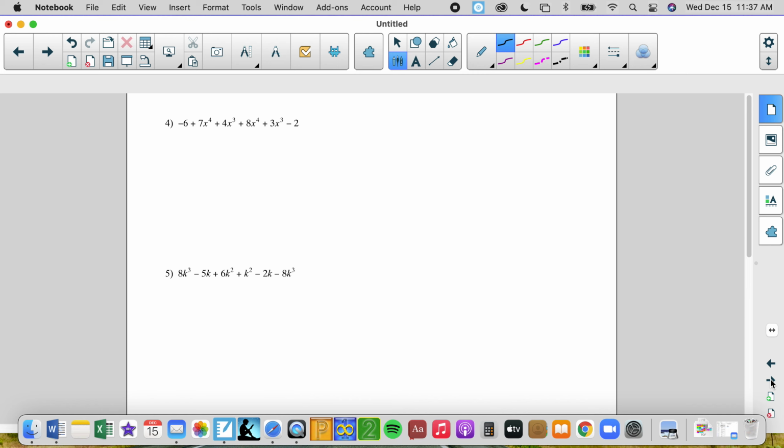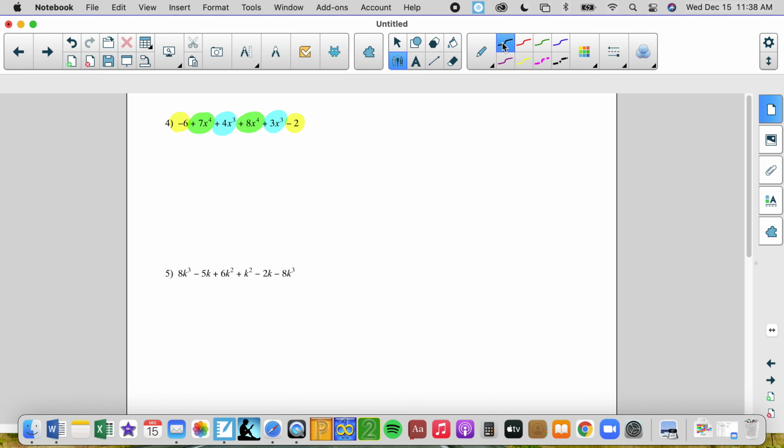Number 4. Whoa, we got a whole lot more going on here. All right, we've got the constant of negative 6. We have another constant of negative 2. We have 7x to the fourth and 8x to the fourth. And then we have 4x to the third, 3x to the third. So notice the x to the thirds make them like terms.